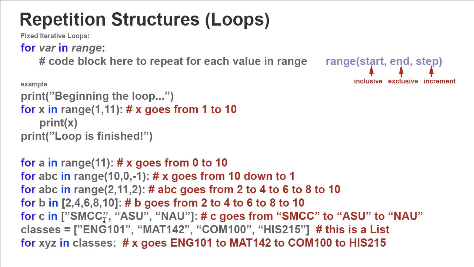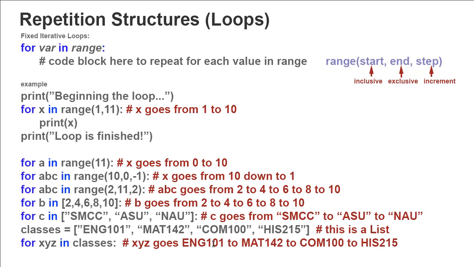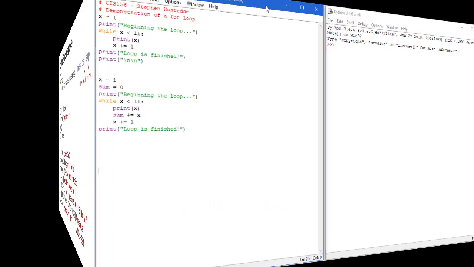I can create a list ahead of time. So classes equals, have my string values comma separated inside square brackets, and then I can simply specify that list: for XYZ in classes. And here, XYZ is going to go from English 101 to Math 142 to Com 100 to History 215. Well, let's jump over to our IDLE editor in Python and play around with this.